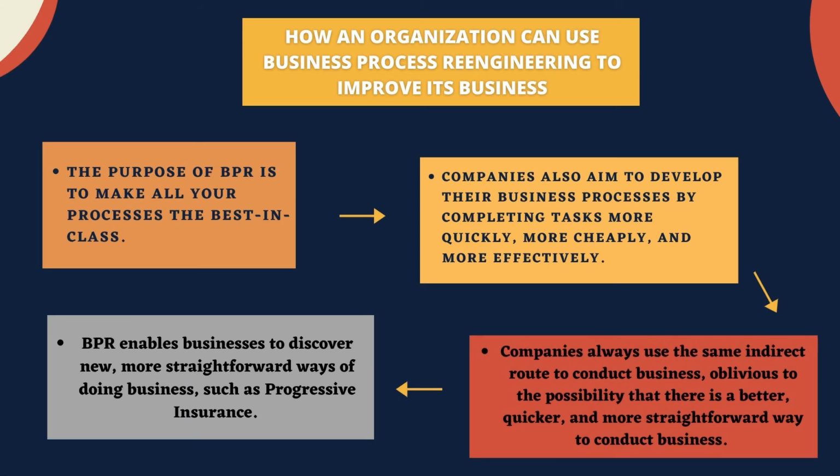So next, how an organization can use business process reengineering to improve its business. The purpose of BPR is to make all your processes best in class. Companies also aim to develop their business processes by completing tasks more quickly, more cheaply, and more effectively. Companies often use the same indirect routes, and BPR also enables businesses to discover new, more straightforward ways of doing business, such as Progressive Insurance.